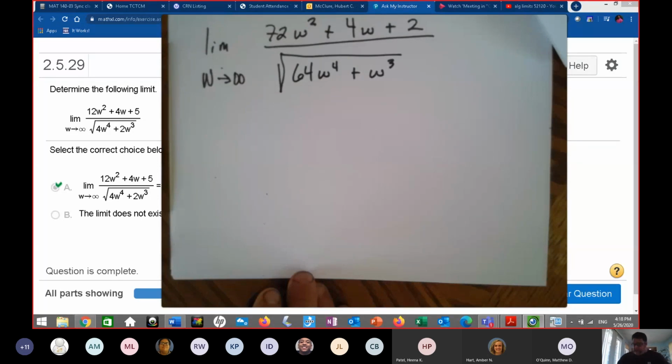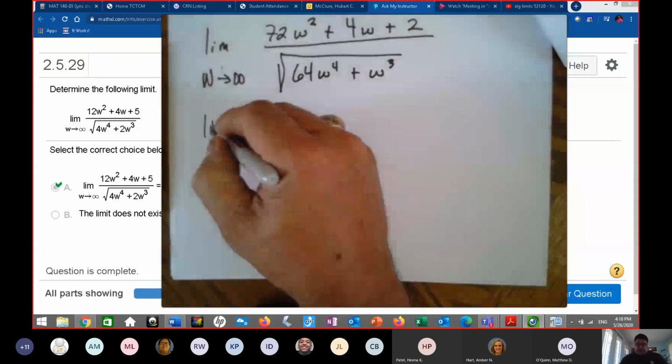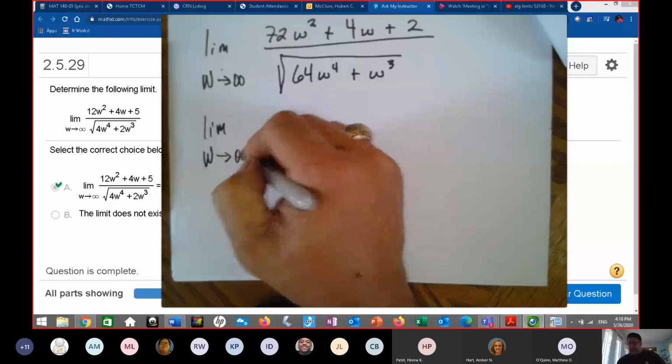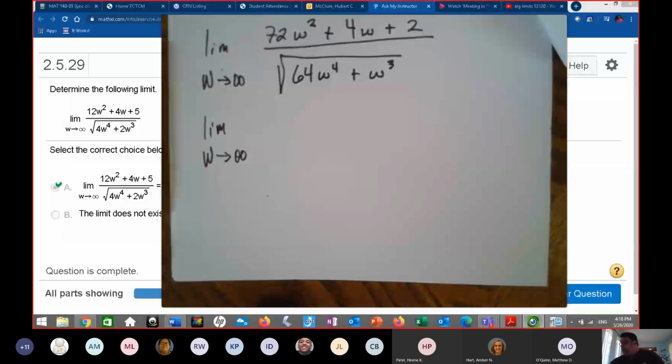So, limit as W approaches infinity. And I'm going to put over here the square root of W to the fourth. And I guarantee y'all, some of y'all are already skipping steps.